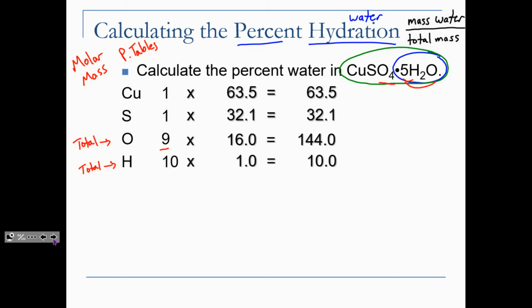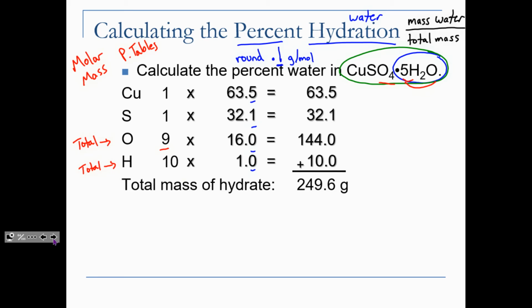Here are the molar masses. Copper is 63.5, sulfur is 32.1, oxygen is 16.0, and hydrogen is 1.0. I want to remind you that we round molar masses on the periodic table to the nearest 0.1 gram per mole. And that's what we see here. When we total everything up, our total mass is 249.6. And then I also need to find just the mass of H2O.